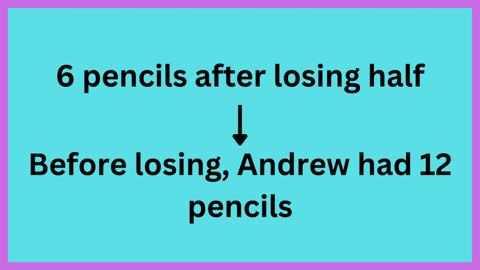If we backtrack one more step, Andrew should have had 6 pencils after losing half of the pencils, which means before he lost the pencils, he should have had 12 pencils because losing half of 12 would be 6. Thus, we can figure out that Andrew bought 12 pencils initially.